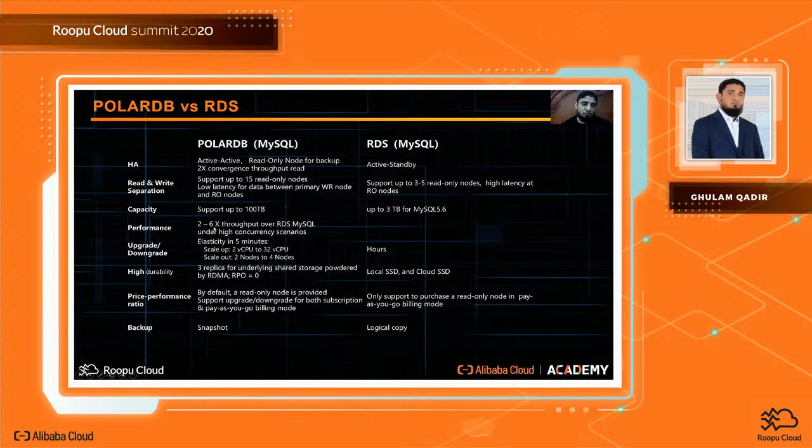Performance is 2 to 6 times throughput over RDS MySQL under high concurrency scenarios. If you want to upgrade or downgrade, the elasticity is in 5 minutes only. But in normal databases, it takes hours. High durability: 3 replicas for underlying shared host storage powered by RDMA. But in RDS, local SSD and cloud SSD are available. Price, performance, and backup options are also plus points for PolarDB.